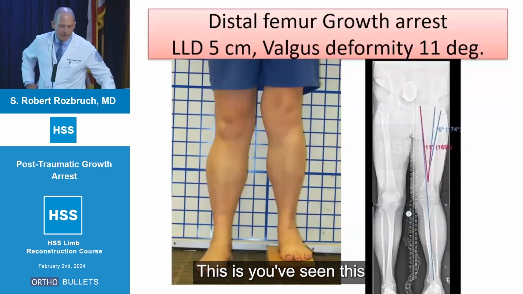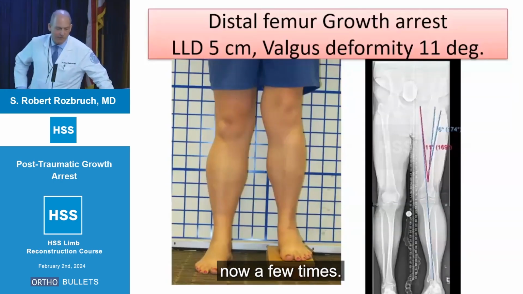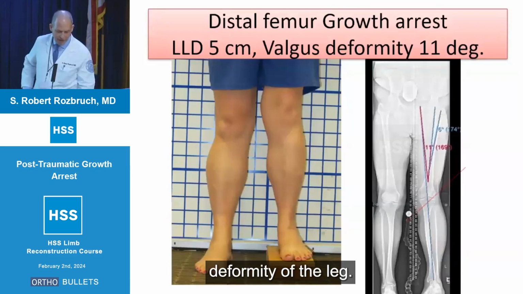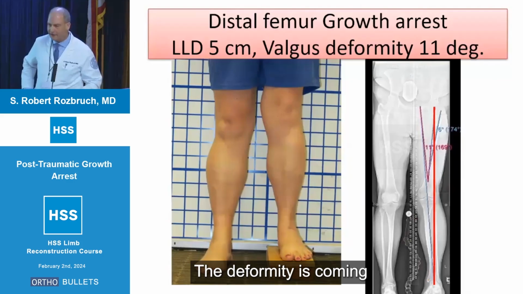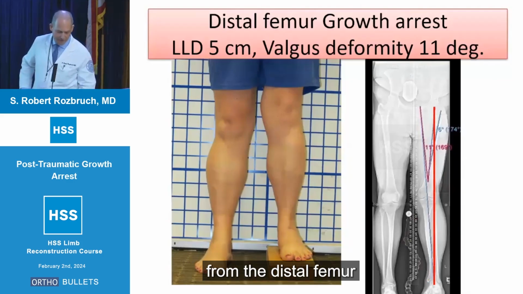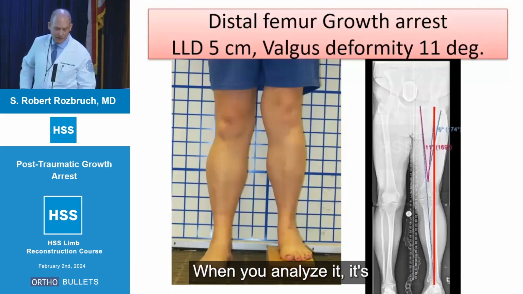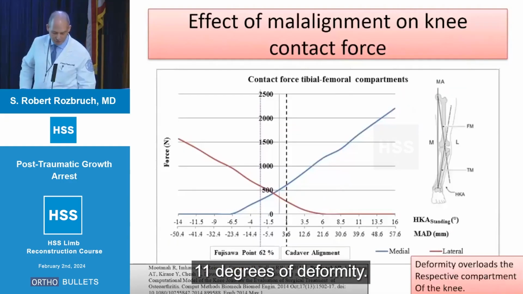So here's an example. You've seen this now a few times, this concept of a distal femur deformity. This person has a valgus deformity of the leg. The deformity is coming from the distal femur, and the shortening is coming from the distal femur. So this is a post-traumatic growth arrest in an adult patient. When you analyze it, it's 11 degrees of deformity.